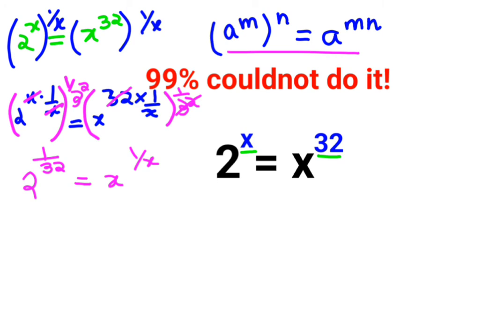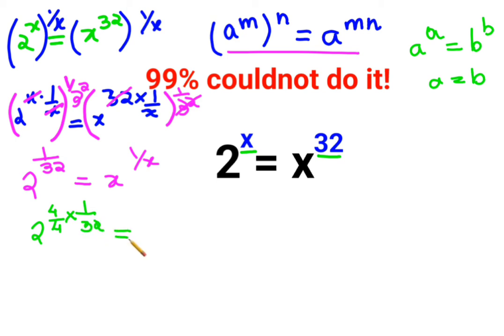Now remember that if you have a raised to a equals b raised to b, then from here I can say a equals b. So now we have 2 raised to 1 upon 32. Let's do one thing. We'll multiply both sides by 4. 1 upon 32 gets multiplied by 4 upon 4, and here x raised to 1 upon x stays the same.